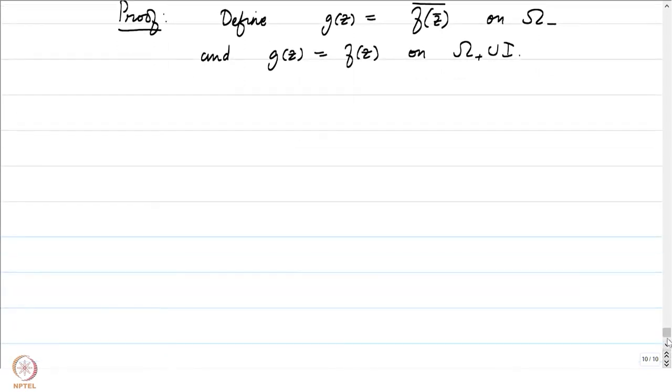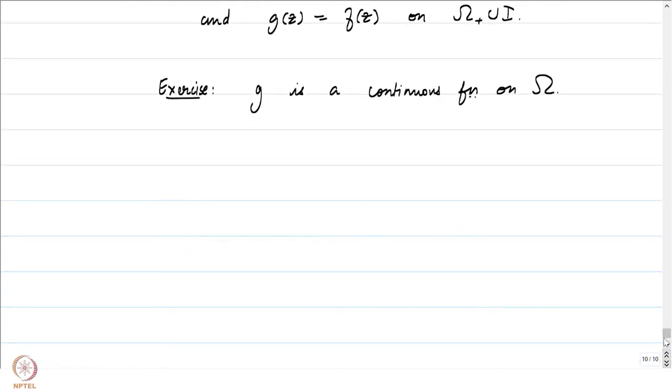The first observation here is that, as an exercise for you, by the pasting lemma, g is a continuous function. The crucial fact that will be used to establish this is that f of z bar the whole bar is equal to f of z on R. So, g is a continuous function on omega, and it is enough to show that g is holomorphic.